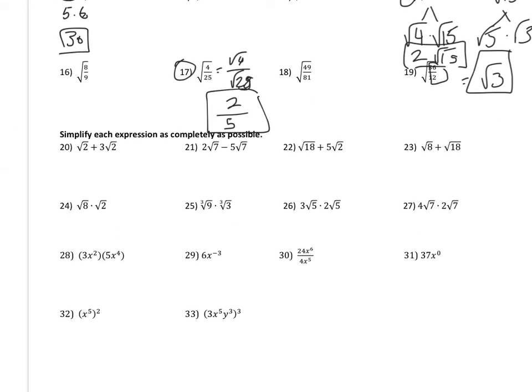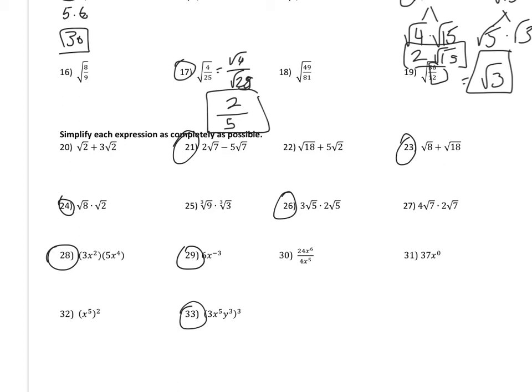Let's do maybe 21, 23, 26. Let's do 24 as well. Maybe let's pick a few of these exponent properties. 28, 29, and 33. So let's go down the list here. So we got addition, we got subtraction, we got multiplication, and we have some exponent properties of radicals.